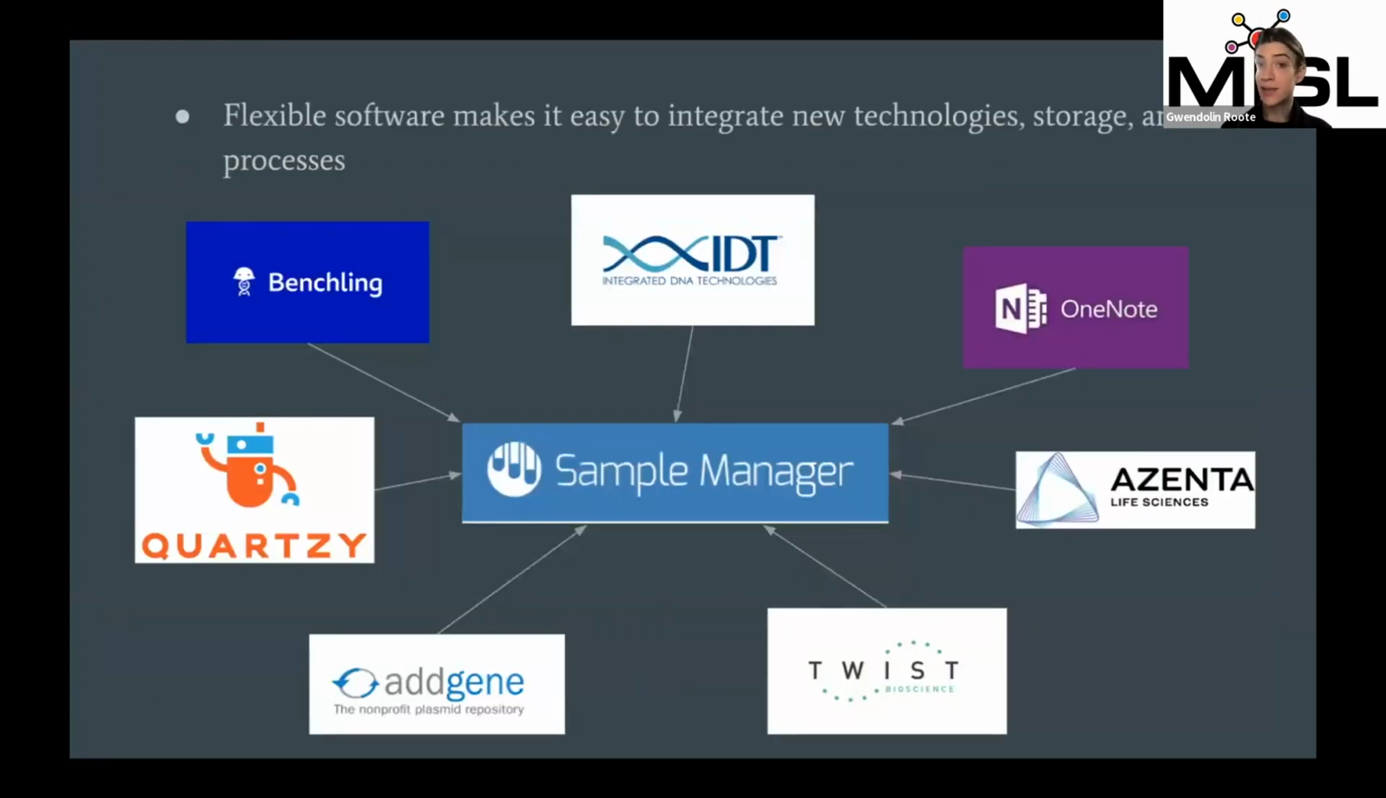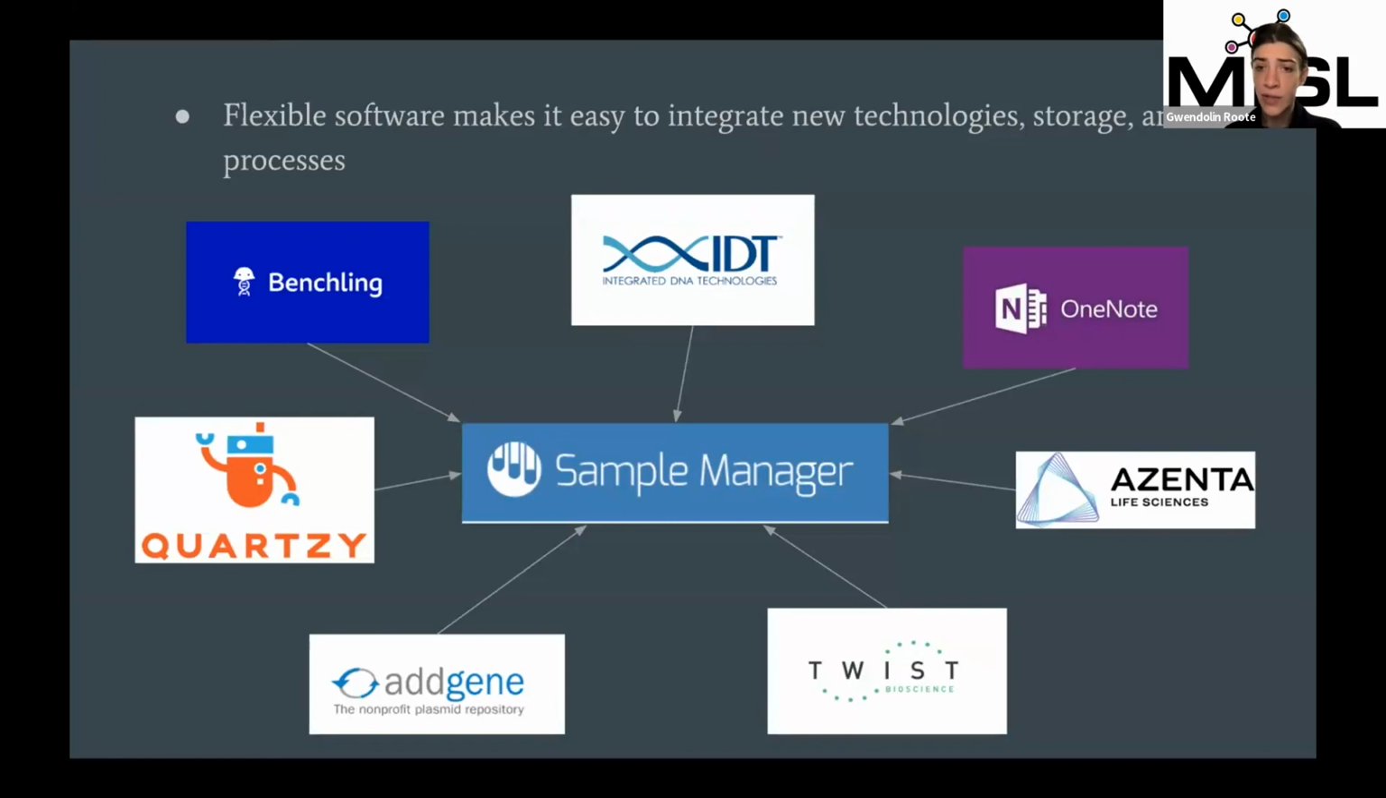And finally, the flexibility of the software makes it really easy to integrate new technologies, storage, and processes. So we work with a lot of different software tools, a lot of different people. We do a lot of collaborations. And all of these things feed into Sample Manager really well. IDT and Addgene send us physical samples, and Twist. Azenta does a lot of our Sanger sequencing.